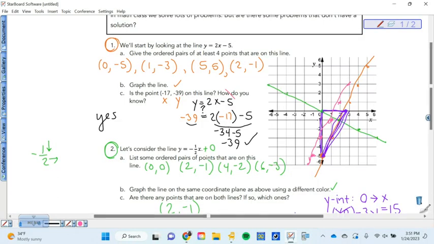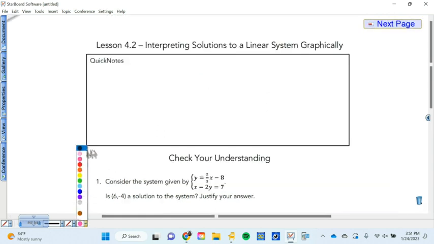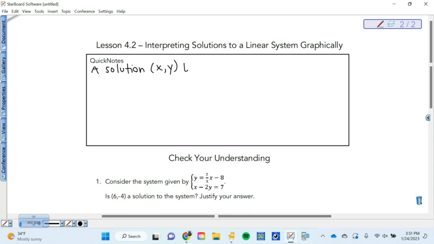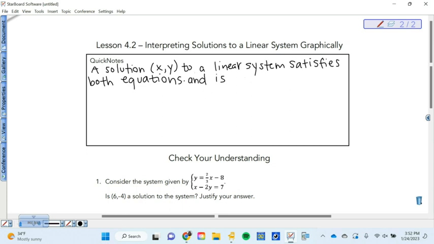Good. Let's flip over to the other side. We have a few notes to take. A solution x, y to a linear system satisfies both equations and is on the graph of both equations.